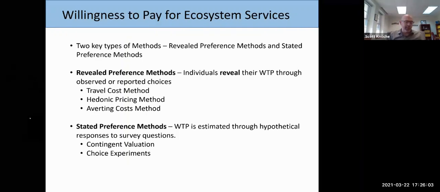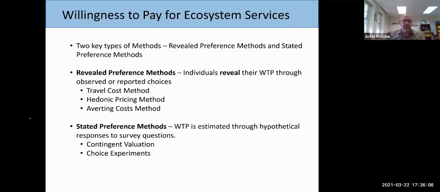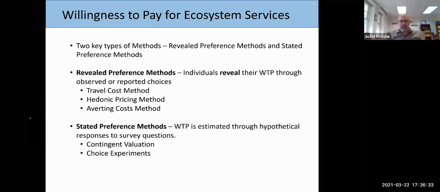In revealed preference, it's just like it sounds: individuals reveal their willingness to pay through observed or reported choices. It's the gold standard. You're not asking somebody a question about what they'd be willing to pay for XYZ. You're observing their use of that, or second best, but generally good enough, maybe asking them in a survey, how many times did you go fishing? How many times did you go camping? That type of thing, right? So they're revealing their willingness to pay through their choices, right?